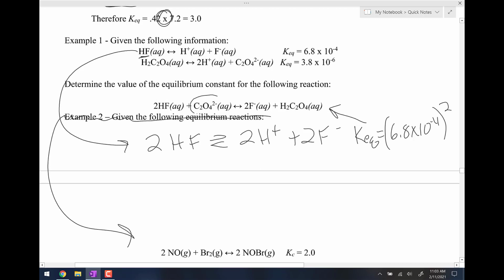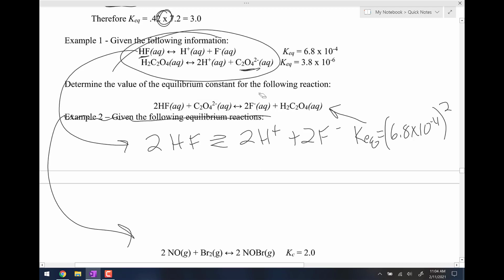Now I need C2O4 2 minus, and I need one of them. And notice again, here's our arrow. It's on the reactant side. So now I come back up here again. Oh, here's C2O4 2 minus, and there's one of them. That's good, except it's on the product side. I need it on the reactant side because that's where it is in my equation down here.